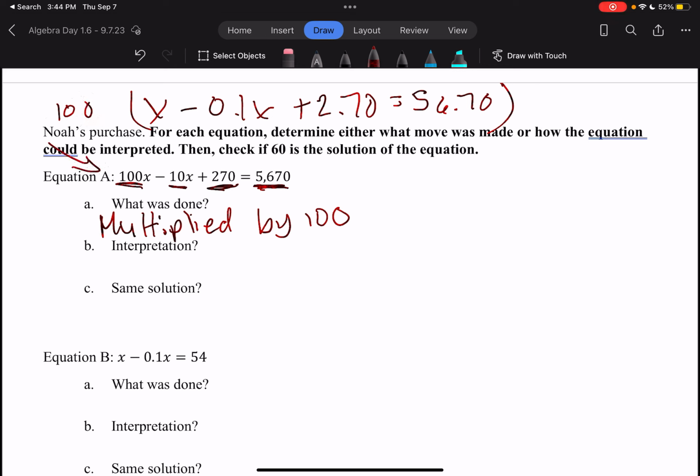The interpretation can be a couple of things. So some of you said they purchased 100 jeans.